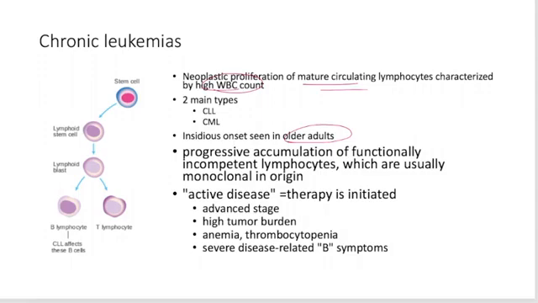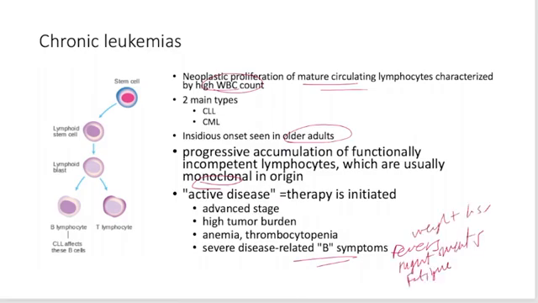They are mature, but remember, they are not 100% functioning. So we have this progressive accumulation of functionally incompetent lymphocytes. They are monoclonal. Remember, all cancer is monoclonal. There is this thing called active disease, and this is where therapy is initiated. These B-related symptoms are fevers, weight loss, cachexia, night sweats, fatigue, and weight loss.